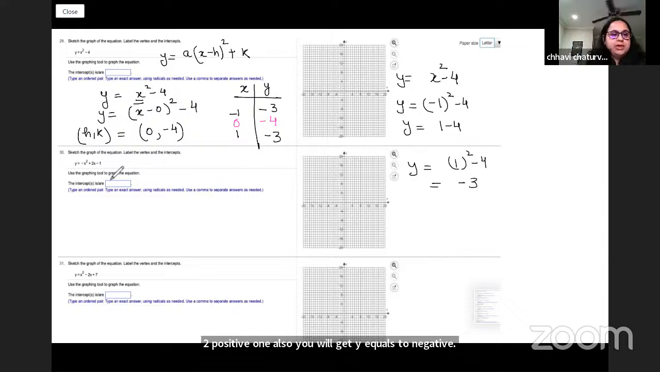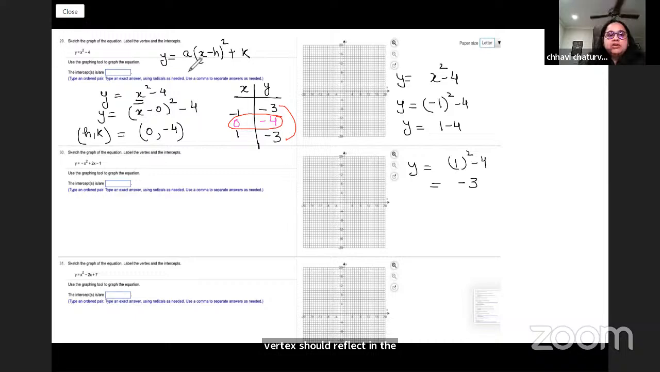Now, this is where it becomes very important to check your outputs, because the vertex is the only unique point. All the points to the left and right of the vertex should reflect in the output. Before you start graphing, also make sure you know the value of a. What is the value of a here? a is 1. If a is greater than 0, then your graph opens up. Now I have enough information.